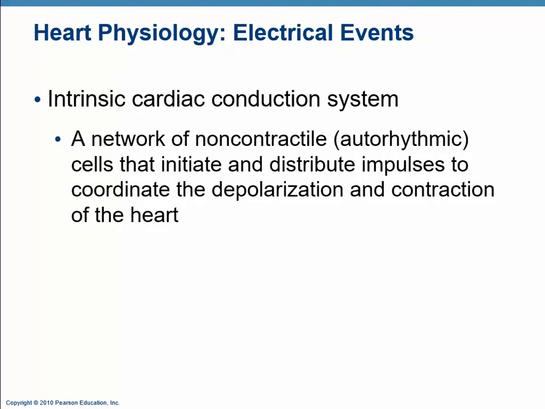Now, to coordinate this, there are special cells within the heart that are muscle cells that act pretty much like nerves. They are elongated cardiac muscle cells that have few, if any, myofibrils, and their job is just to transmit action potentials via gap junctions to the other parts of the heart. So they coordinate the beating of the heart. They coordinate the timing of it. And this is called the intrinsic cardiac conduction system.